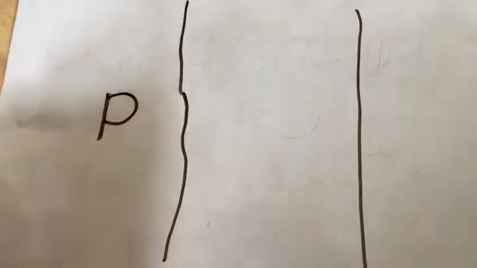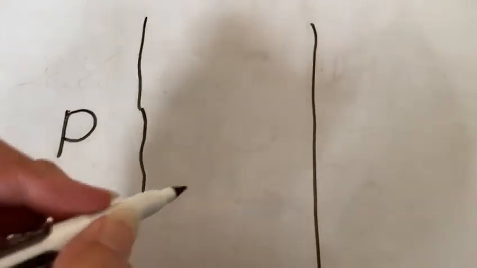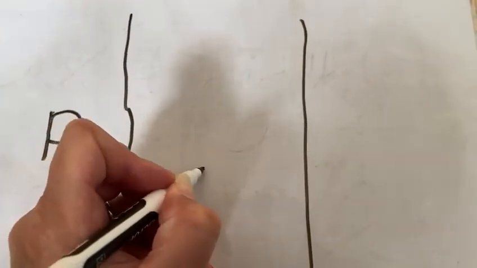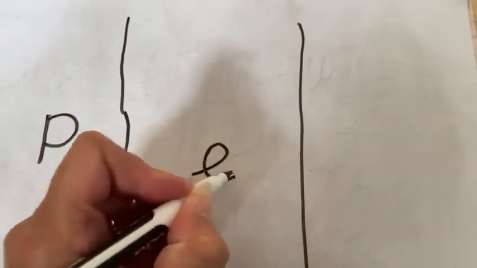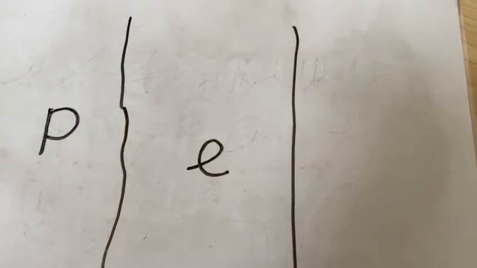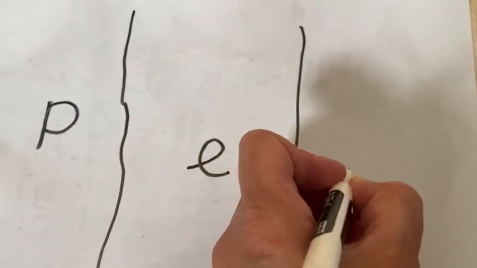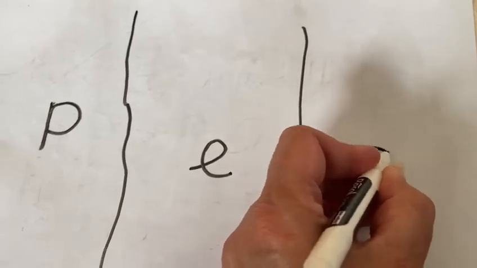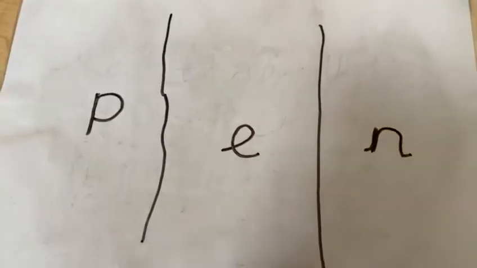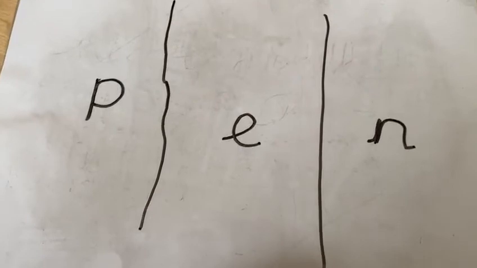P. E. Oh, it's the sound that we've been doing today, the E sound. P, e, n. Well done, you've written pen. Let's try and write one more word.